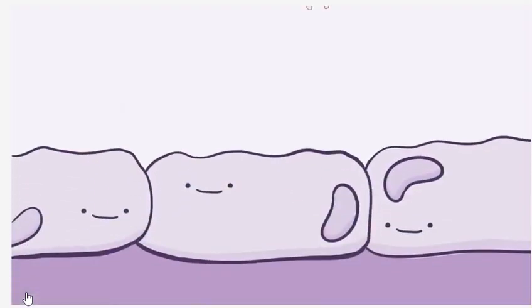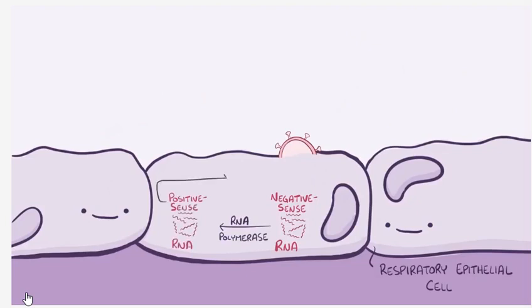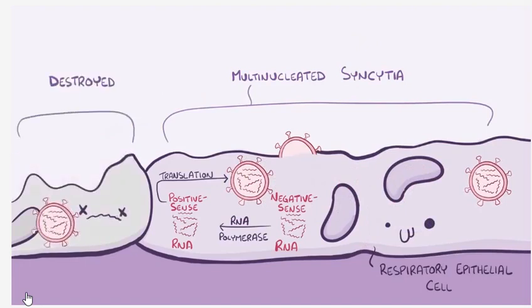Respiratory syncytial virus is an enveloped virus with a linear negative sense strand of RNA, which means that once the virus enters its RNA into a respiratory epithelial cell, that strand has to get converted into a complementary sense strand in order to get translated. The cell is forced to use its energy and organelles to make viral proteins, basically turning it into a virus factory. The new viruses invade neighboring cells, creating multinucleated syncytia out of some while destroying others.